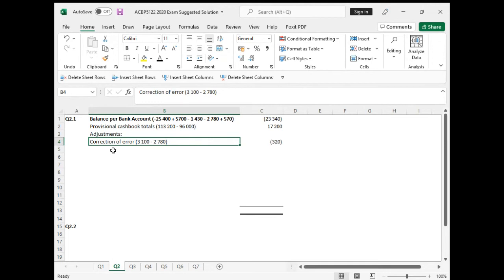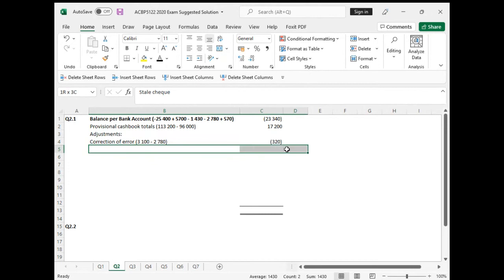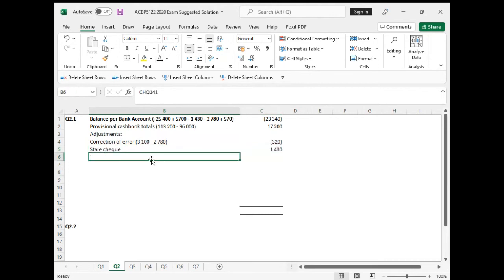Then 2.4 is the stale check. Now we said for a stale check, you have to add it back to your cash book receipts because we're no longer going to pay it. So that is the 1,430 Rand. Okay, and that would positively affect our cash books.